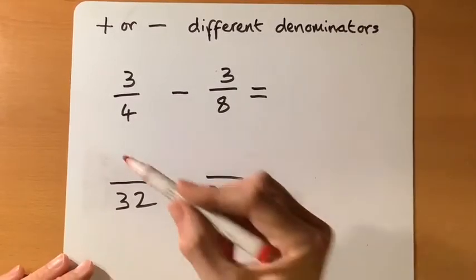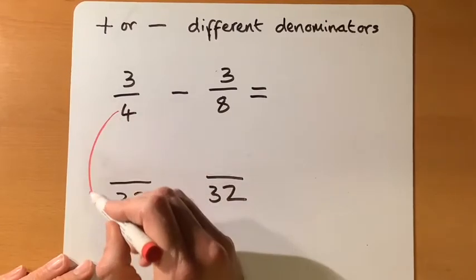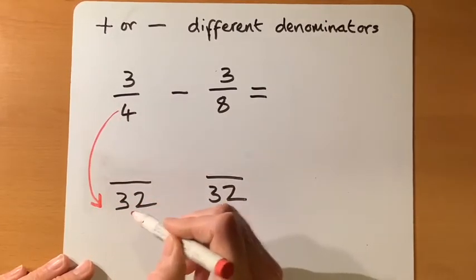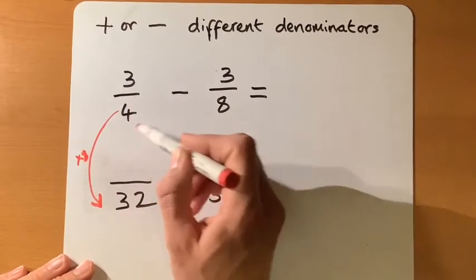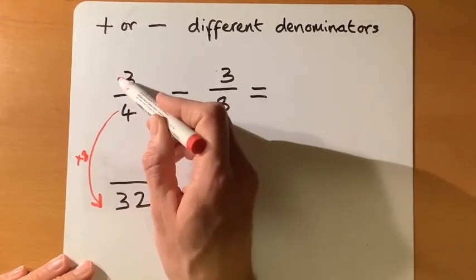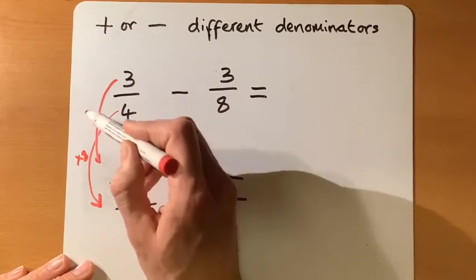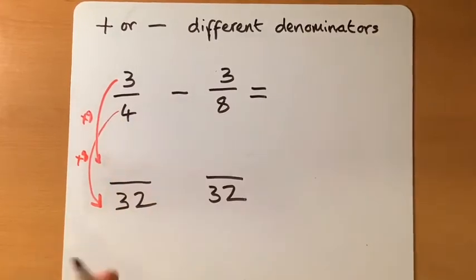And as you know, how on earth did I turn that 4 into 32? I multiplied by 8. And if I did that to the denominator, I must also do it to the numerator. So 3 times 8 is 24.